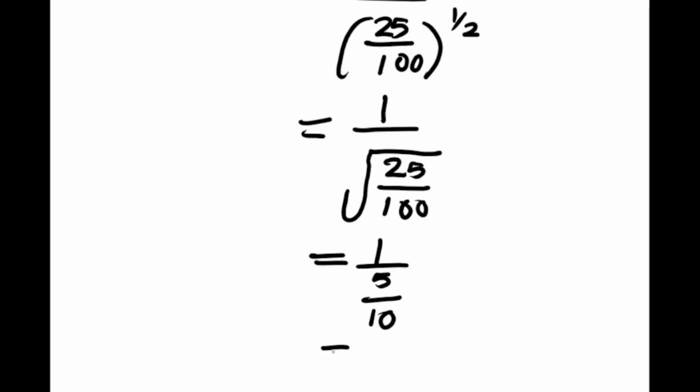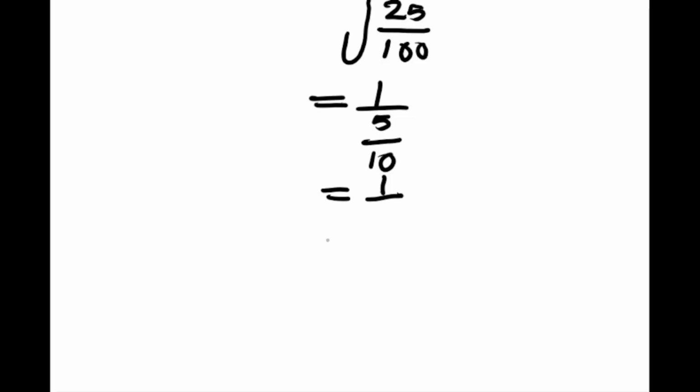So what we have now is 1 over, dividing further, our 5 can cancel 10. 5 goes into 5 one time, and 5 goes into 10 two times. So we're going to have 1 over 1 over 2. We cannot leave our answer like this.